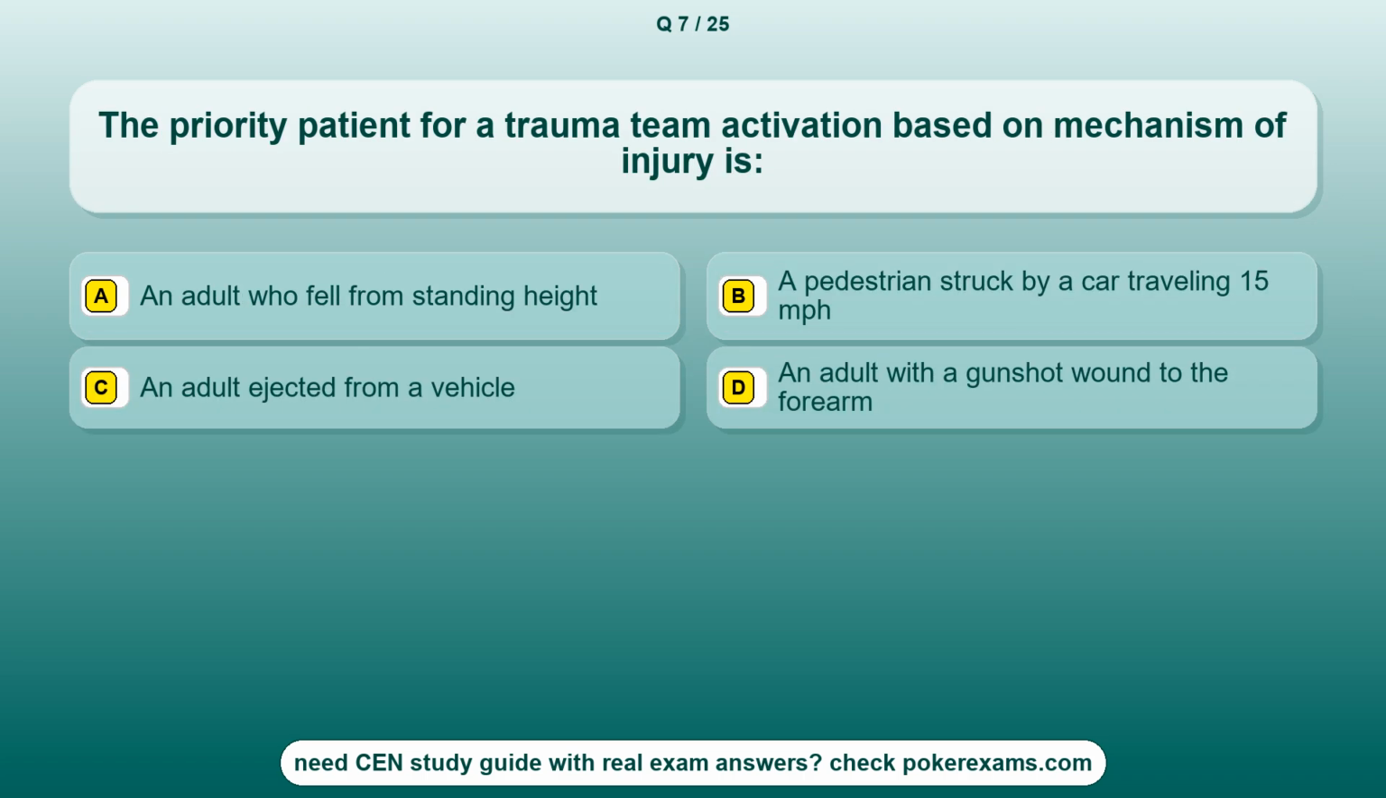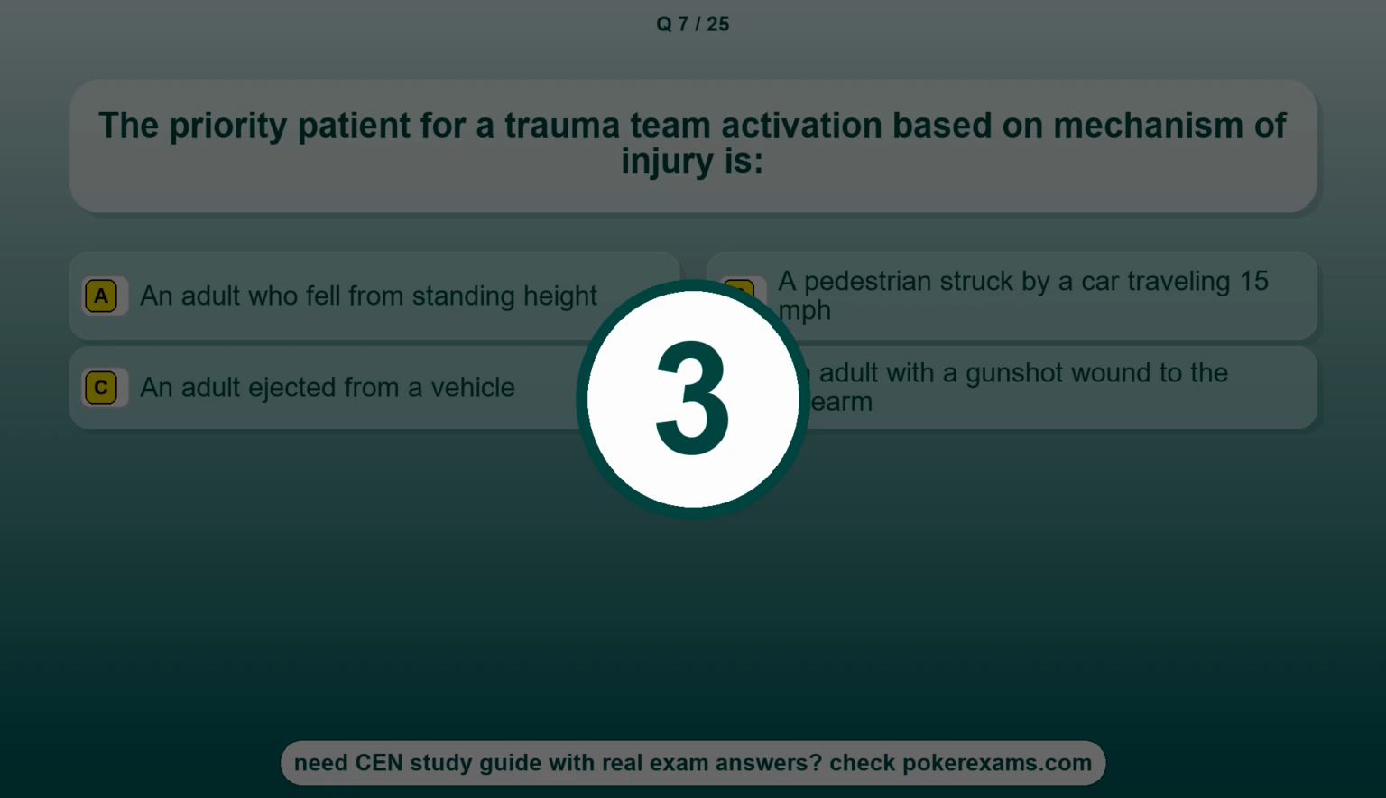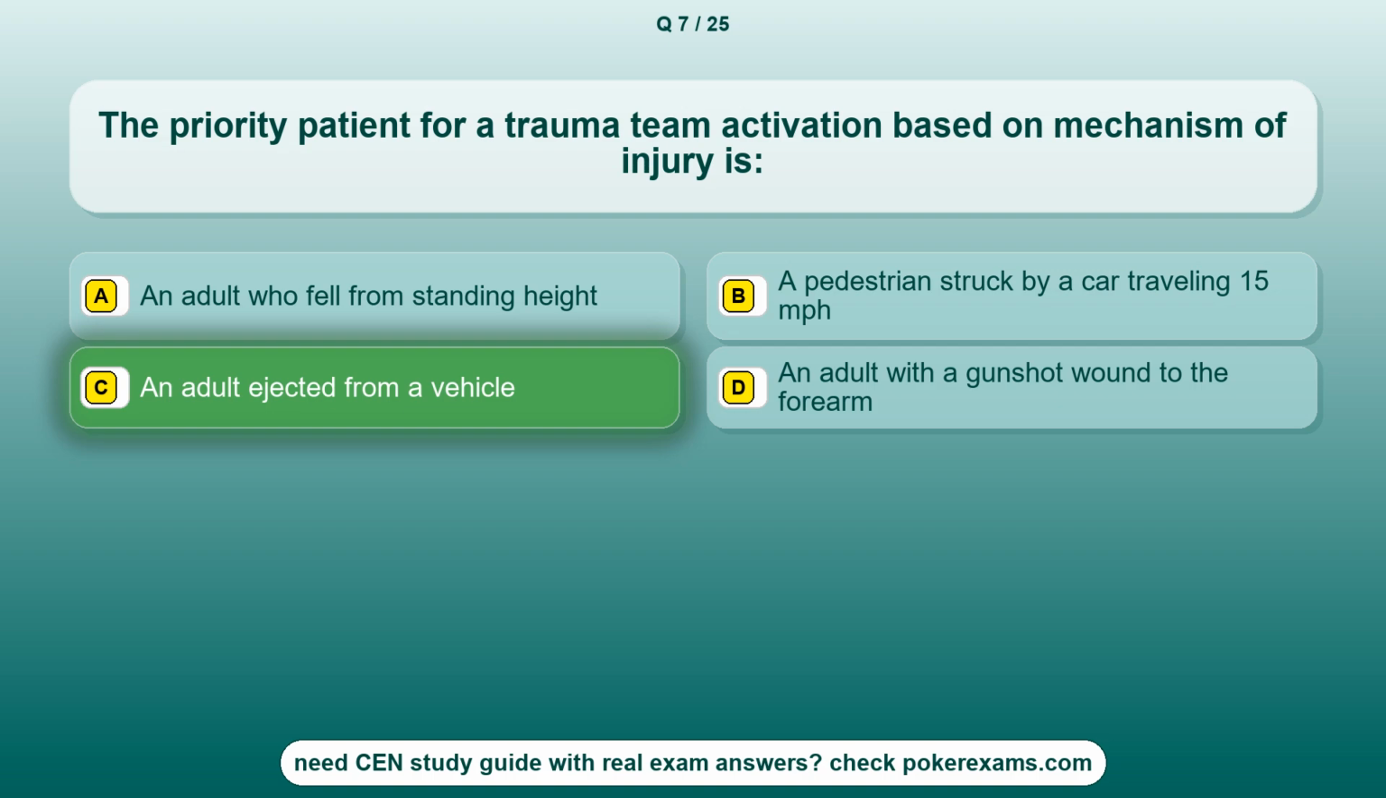Question 7. The priority patient for a trauma team activation based on mechanism of injury is Option A, an adult who fell from standing height. Option B, a pedestrian struck by a car traveling 15 miles per hour. Option C, an adult ejected from a vehicle. Option D, an adult with a gunshot wound to the forearm. The correct answer is option C, an adult ejected from a vehicle.